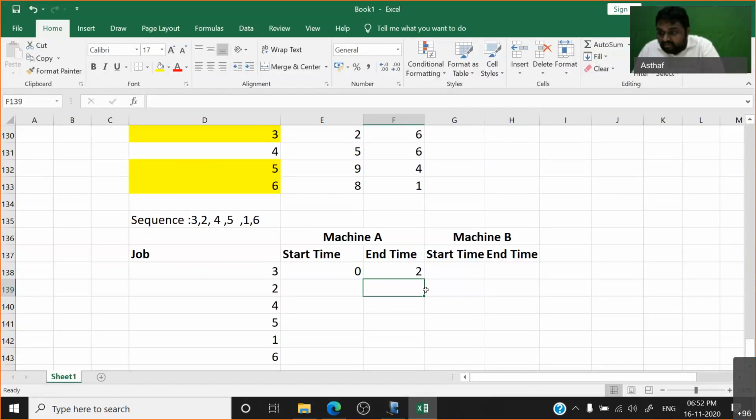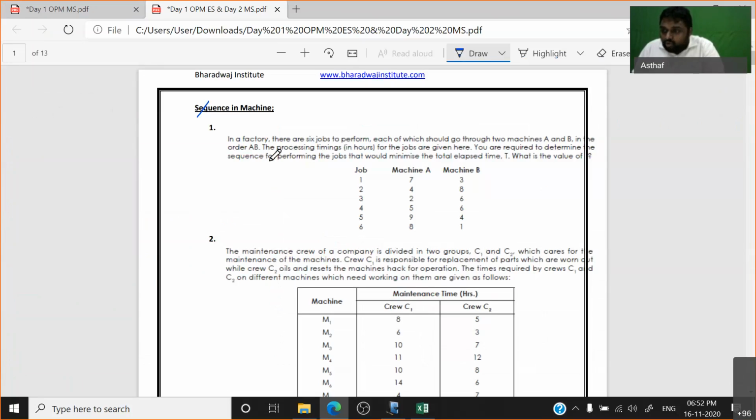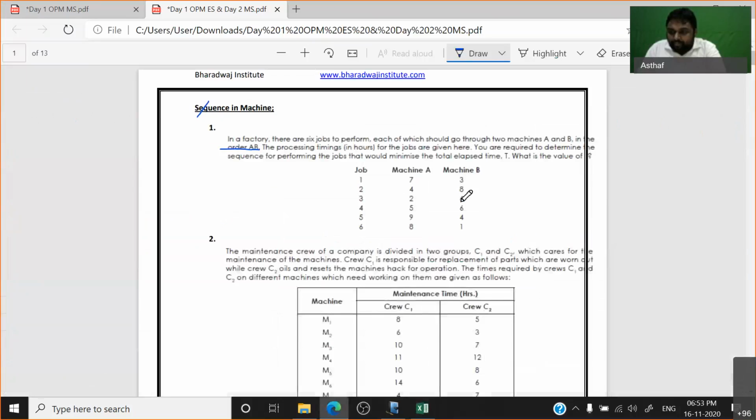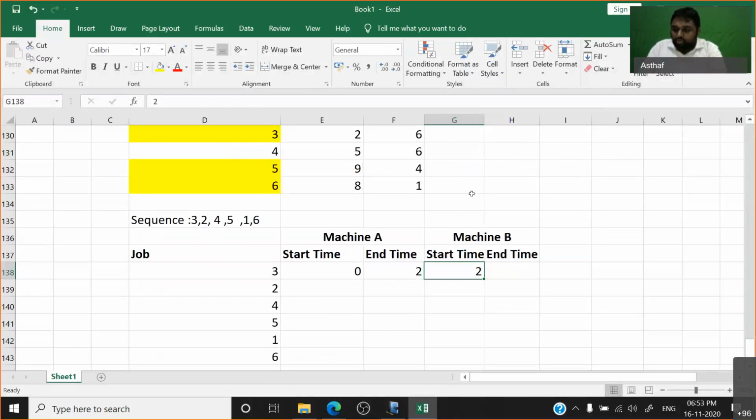If you read the question carefully, they say you are processing in the order of AB. What is the meaning of that? In the order of AB, it means first we complete A, then we start B. So A is complete at 2, and only after completing A do we start B. So here 0 will not come, 2 will come. What is the B time? B time is 6. So 2 plus 6 comes to 8.